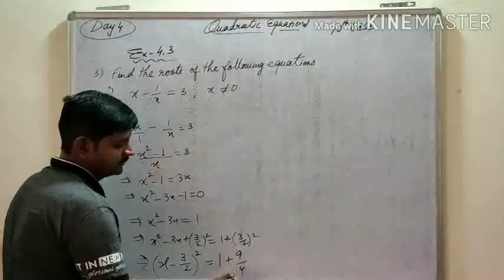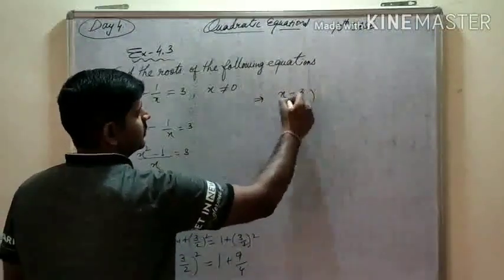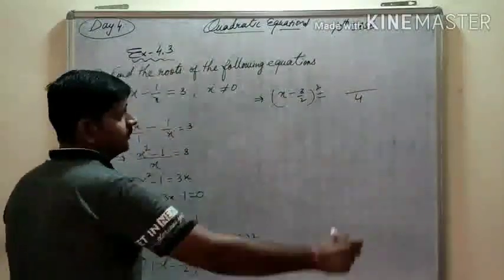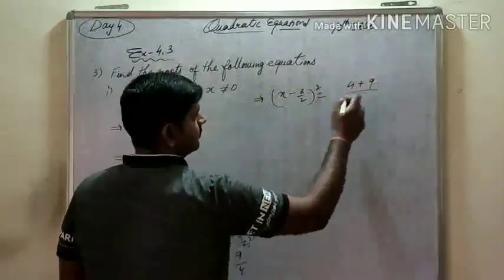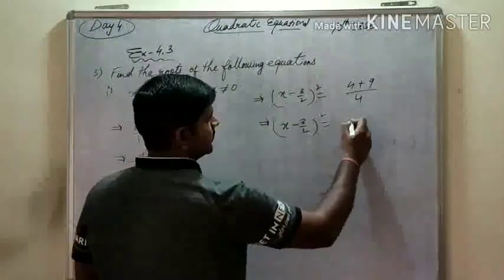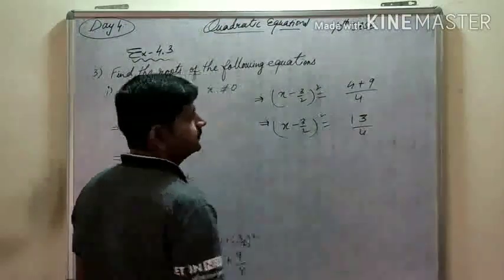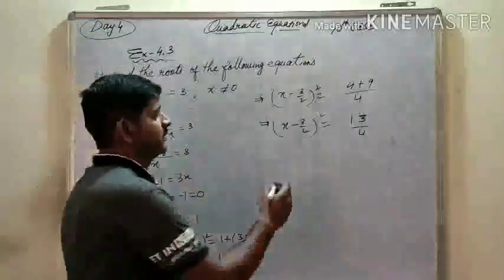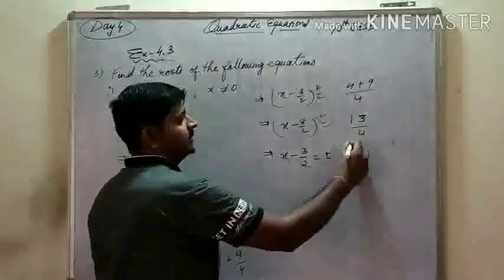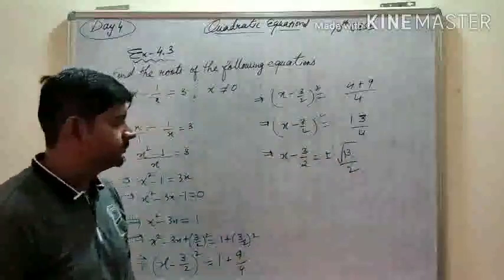9 upon 4. If we solve this, x minus 3 upon 2 whole square equals, the LCM will be 4, so 4 plus 9. So x minus 3 upon 2 whole square equals 13 upon 4. We will take the square root of it. That will be plus minus root 13 upon 2, because this 4 becomes 2.